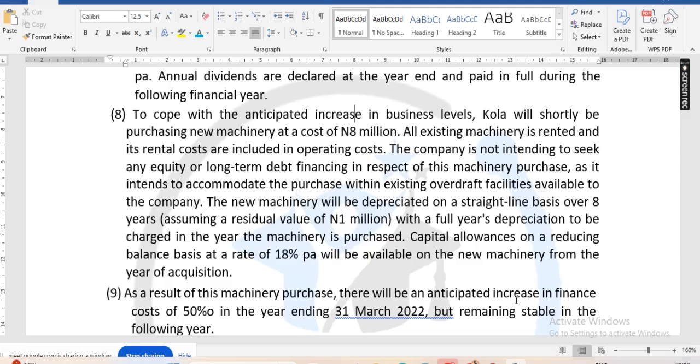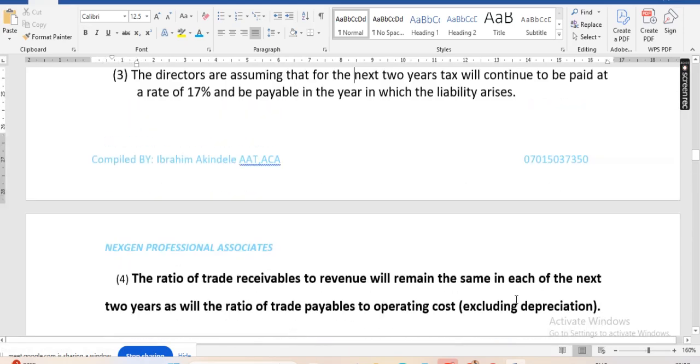To cope with the anticipated increase in business levels, the company will shortly purchase new assets at a cost of this, and there is a depreciation. Is that not so? The question now is, does the operating cost include the depreciation or not? Class, how many percent will you increase the operating cost? How many percent?